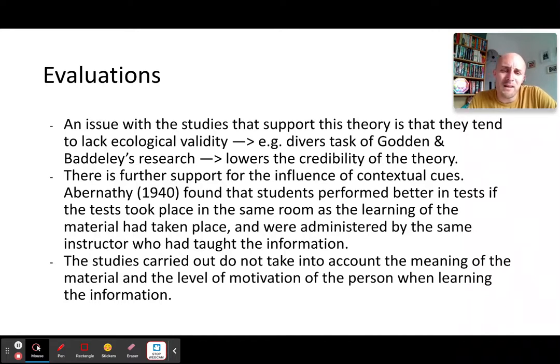But that bottom point down there is really important. I think there's another slide there is. The other point down here is really, really important. The studies carried out do not take into account the meaning of the material and the level of motivation of the person. That diving task, imagine if I told you, okay, if you forget this, I'm going to kill you. You're probably going to remember a lot more, right? So it's not as simple as, oh, you're in a different environment. This theory doesn't take into account the level of motivation of the person.